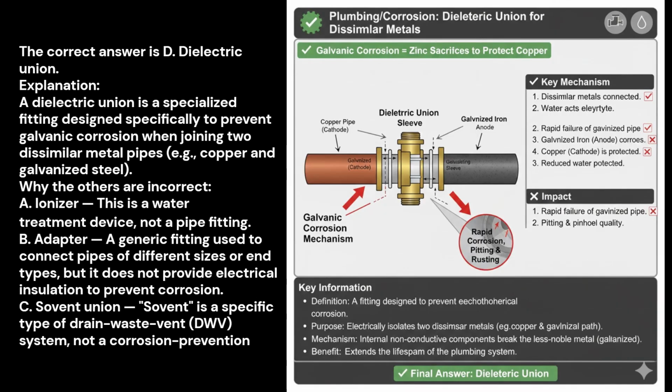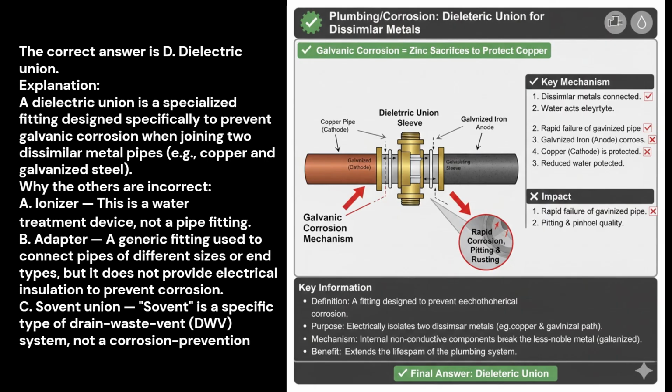The correct answer is D. Dielectric union. Explanation. A dielectric union is a specialized fitting designed specifically to prevent galvanic corrosion when joining two dissimilar metal pipes, e.g., copper and galvanized steel. It contains a non-conductive plastic or rubber sleeve gasket and insulating washers that break the electrical continuity between the two metals, stopping the flow of galvanic current. The union side is typically threaded for the galvanized pipe, and the other side is a solder or slip fitting for the copper pipe. Why the others are incorrect?